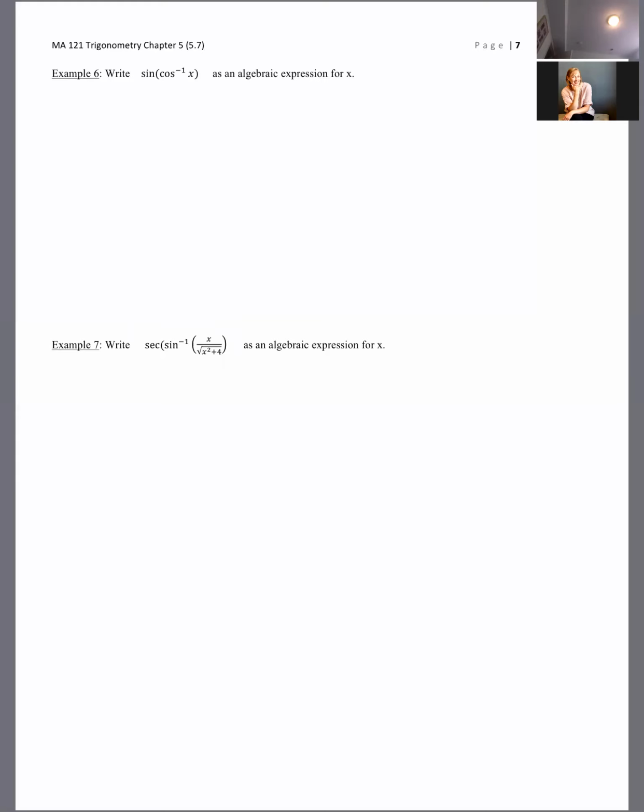Last video on this section, we want to figure out what is a way that I can write this expression, secant of sine inverse of x squared plus 4 in terms of x. And I'm going to start, as I did in the previous problem, by drawing the angle represented by what is inside of secant.